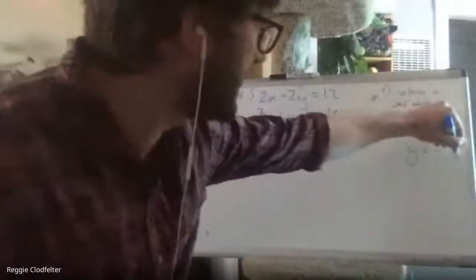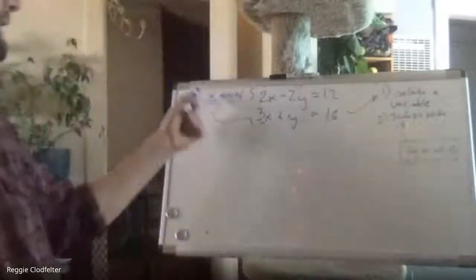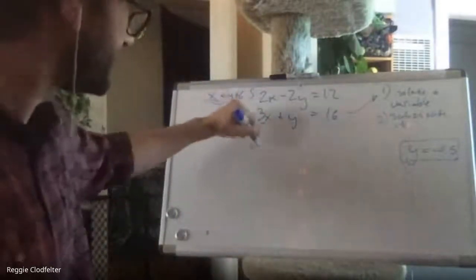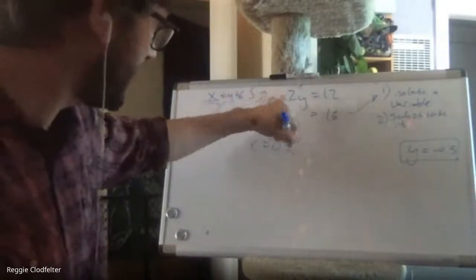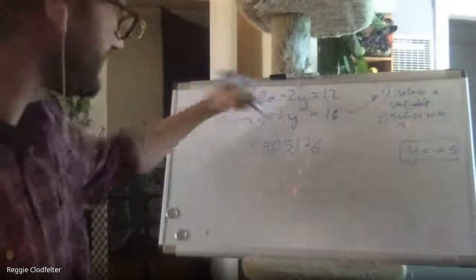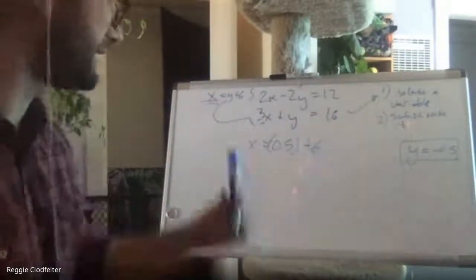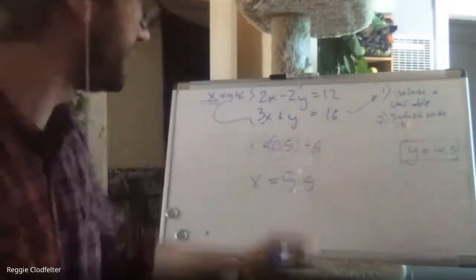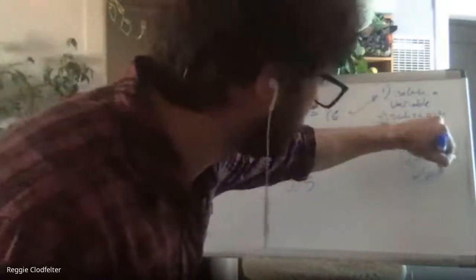So I'm just going to plug it back into the easiest one. I think the easiest one is the one Oliver made: x equals y plus 6. x equals -0.5 plus 6. -0.5 plus 6 is 5.5. x equals 5.5.